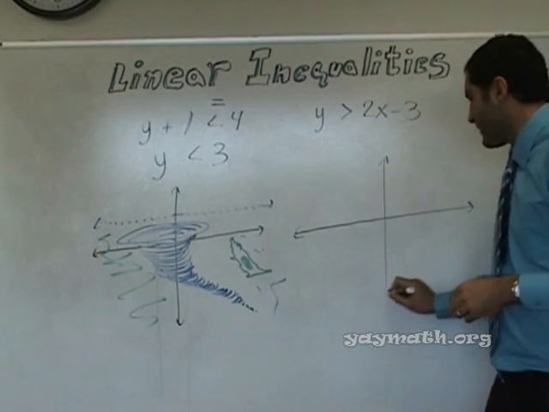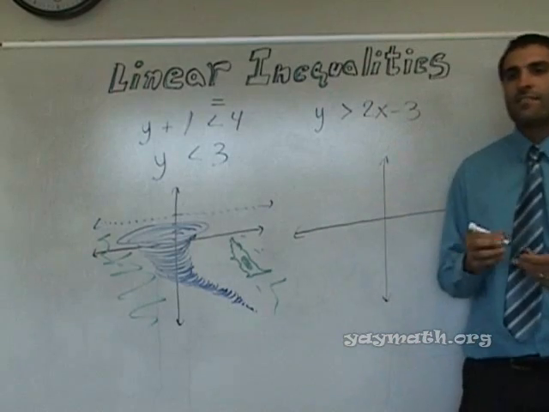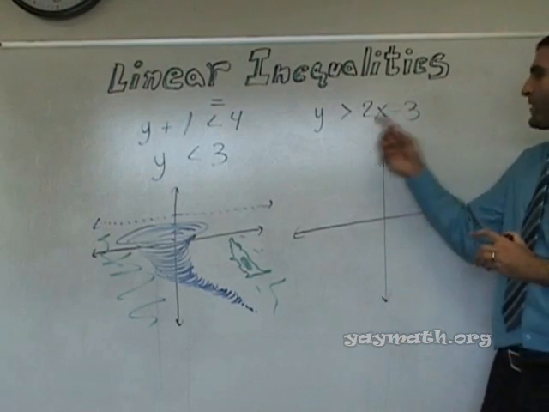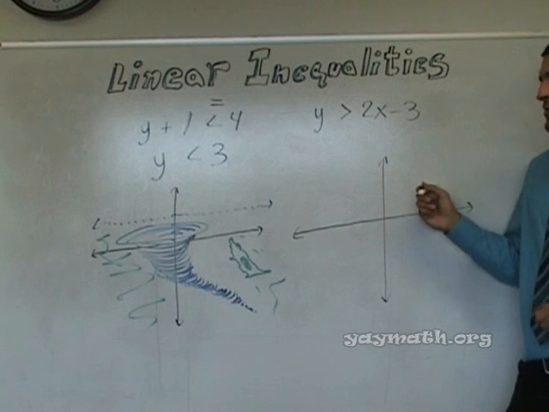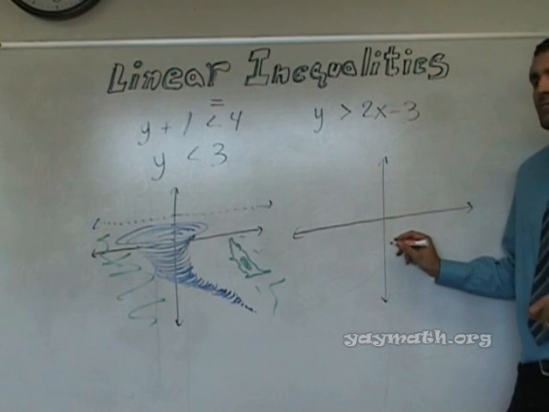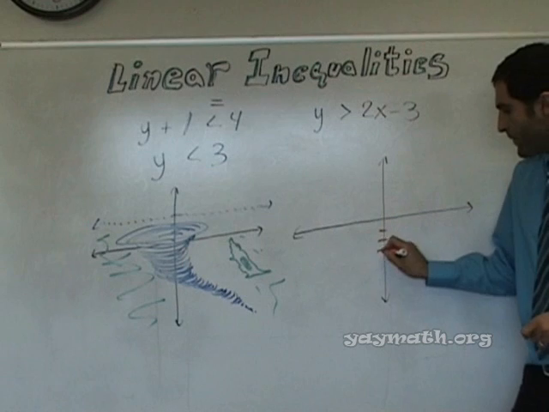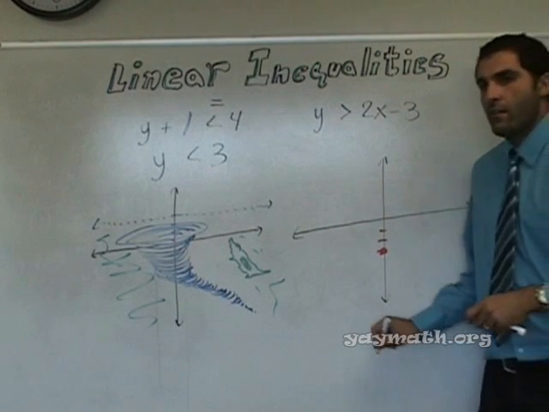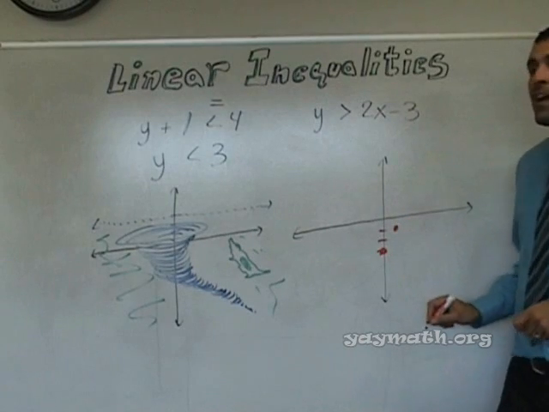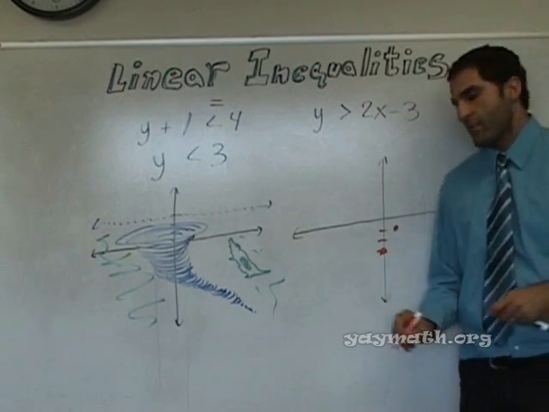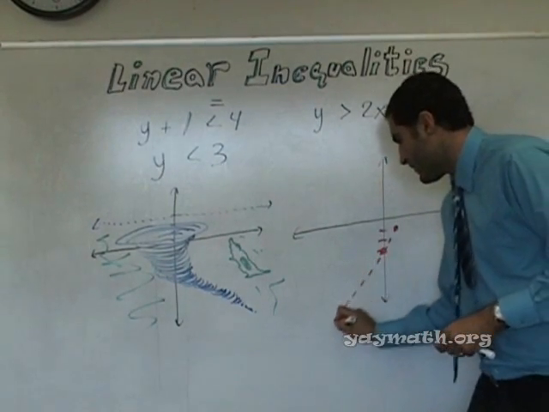Where do we start, with the 2 or the -3? With the -3, because the -3 is the y-intercept. So where should we start? Down 3, 1, 2, 3 here. And then the slope is 2, so rise over run, so up 2 over 1. Up 2 over 1 right here. Dotted line or solid, class? Dotted.